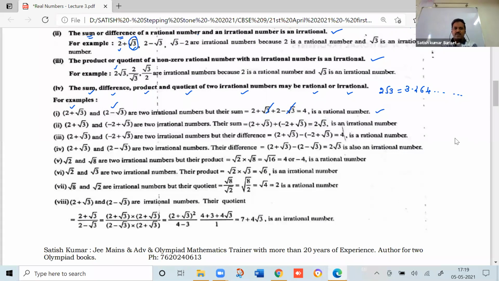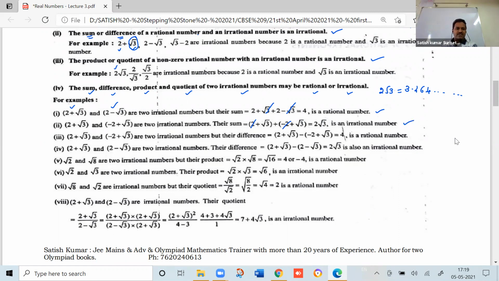Now again, 2 plus root 3 and minus 2 plus root 3 are two irrational numbers. Now if I take this sum, 2 plus root 3 plus minus 2 plus root 3, here 2 gets cancelled. So what is the remaining? Root 3 plus root 3, which is 2 root 3. What is 2 root 3? Irrational number.